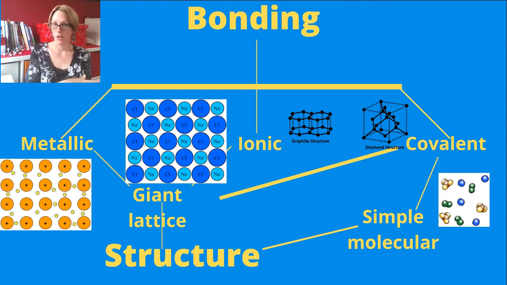When we want to represent a giant structure in an equation, we just put the symbol, or the formula, for the simplest ratio of elements that there is. So in a metal, we're just going to simply write the symbol like Mg, which isn't really telling us that there are actually billions upon billions of magnesium ions in that lattice. Same with sodium chloride, we're just going to write it in terms of there's one sodium to every chloride.